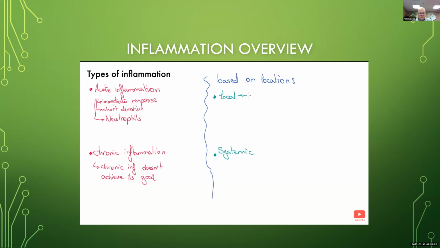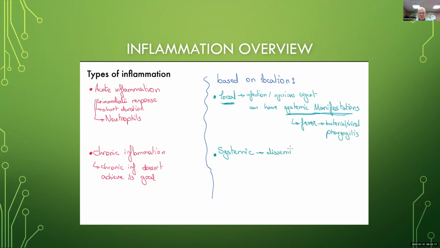Local inflammations happen in response to a local infection or injurious agent. Despite the fact that most of the response is limited to the local site of injury, local inflammation can also have systemic manifestations. So just think of fever in the case of a bacterial or viral pharyngitis. In rare cases, for example, disseminated bacterial infections, we would have a systemic inflammatory reaction. This reaction is called sepsis.